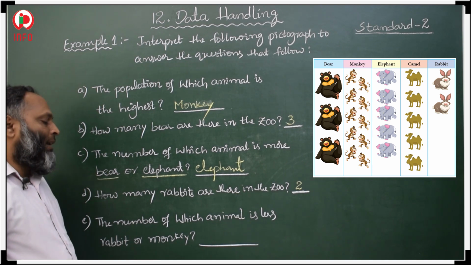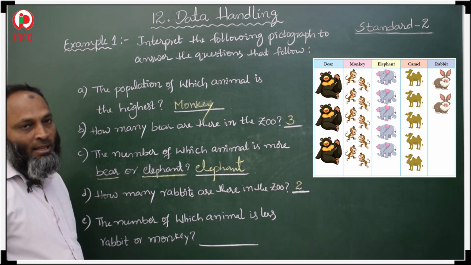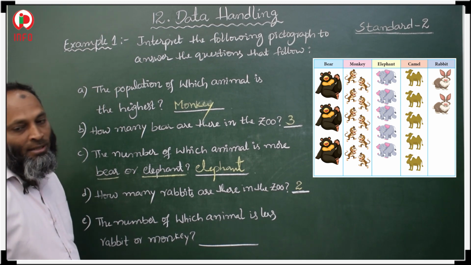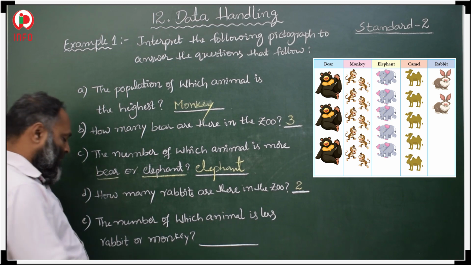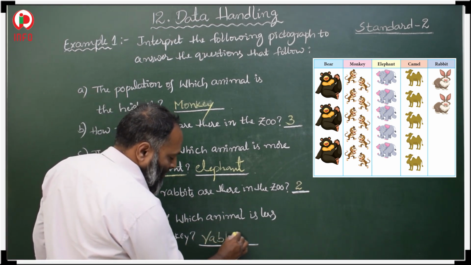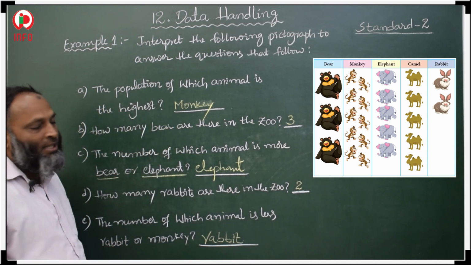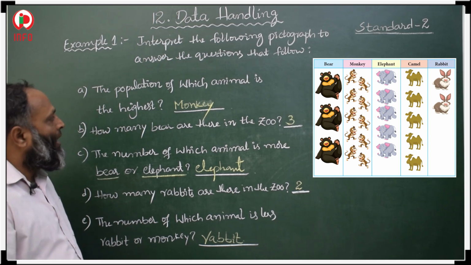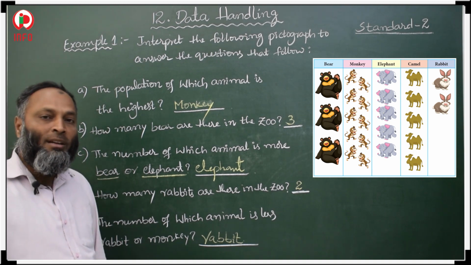If we compare rabbits and monkeys, 10 monkeys are given and 2 rabbits. So if we compare monkeys and rabbits, rabbits are less. The less one is rabbit. Okay, these are our answers. First we should understand the pictograph, then based on that pictograph, the questions he asked, we should answer according to the data.